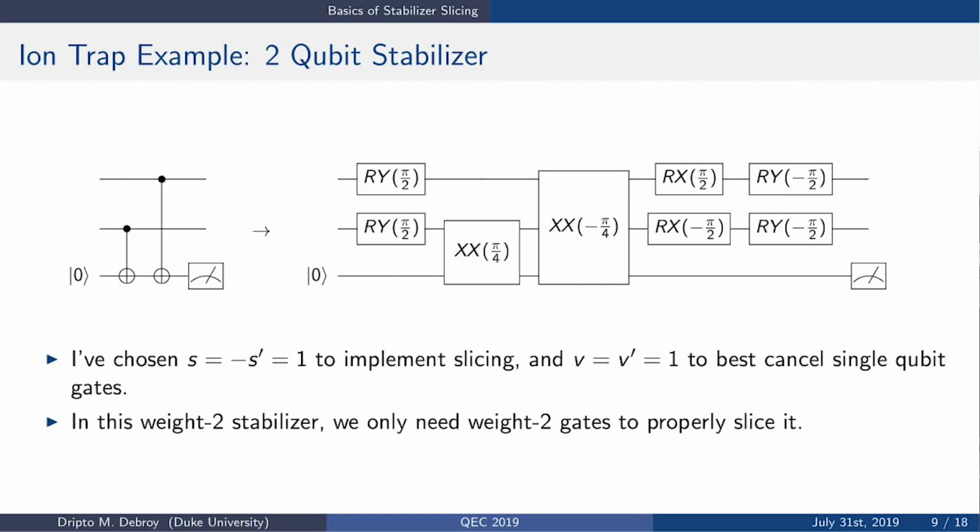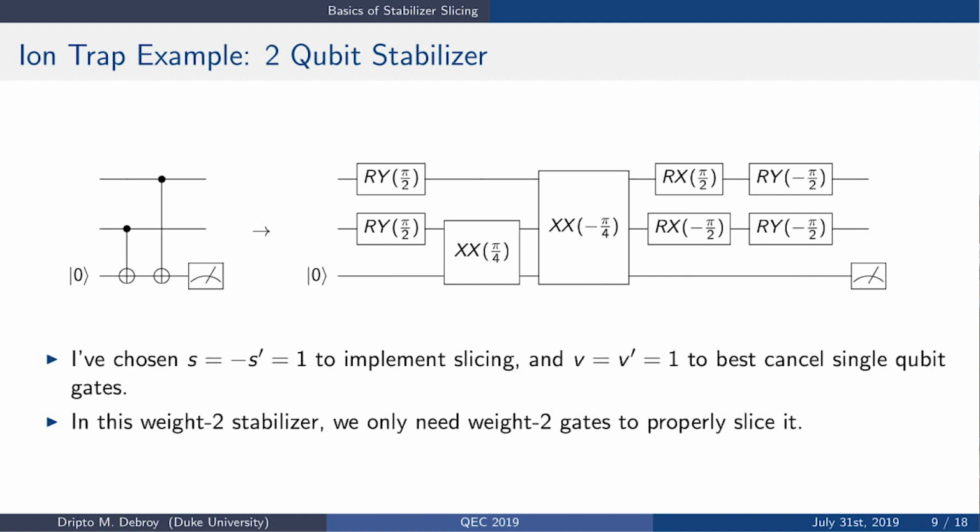All right, so with that, we're going to look at an example, just to see how it all fits together. We have here a Z-type weight-2 stabilizer, and then we've broken it down on the right into ion trap gates. I've made two choices here. The primed values are for the second stabilizer, or second C-naught. Basically I've chosen S and S prime to be opposite signs, so that the first control knot is rotating in the positive direction, and the second one is rotating in the negative direction. So this is where the slicing is coming into the picture.